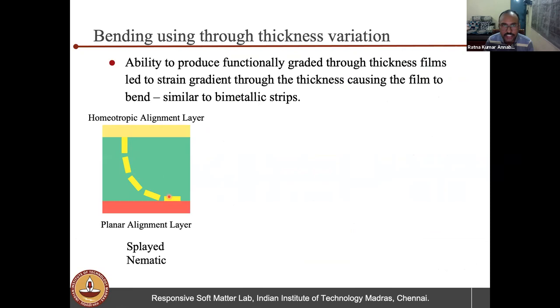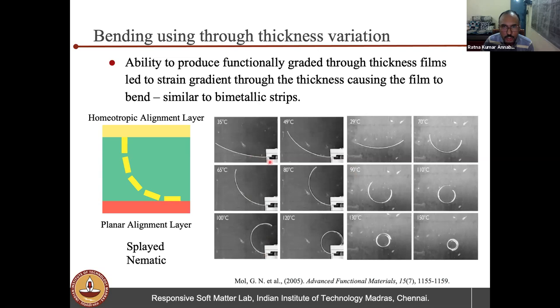Here is one example where people have shown that these liquid crystal films, when heated, because of the through-thickness gradient in the temperature and also in the mechanical properties, bend or roll into tubes. However, you can see that there are only two layers, and it was able to rotate at most one and a half rotations.